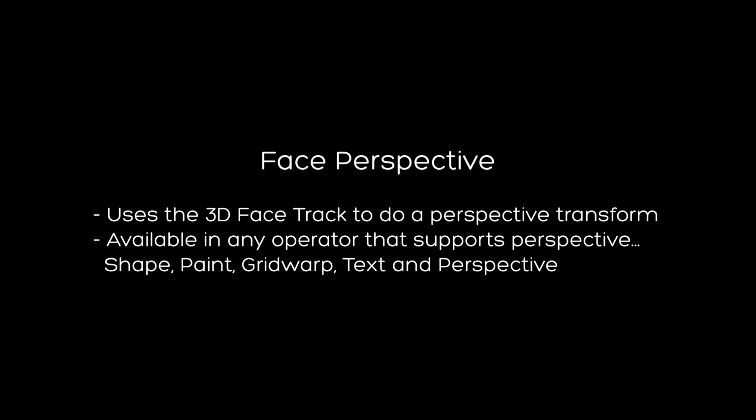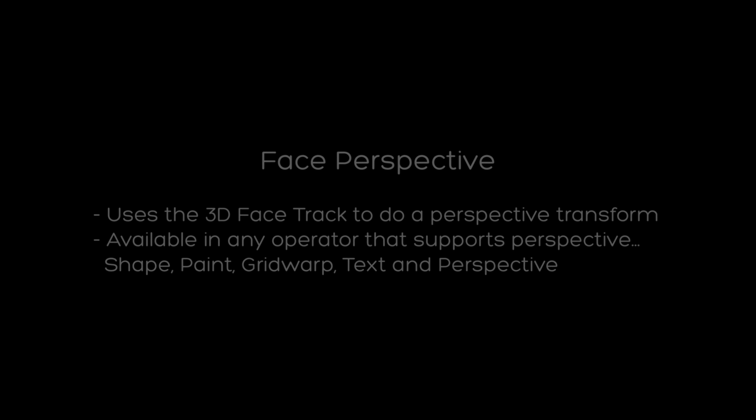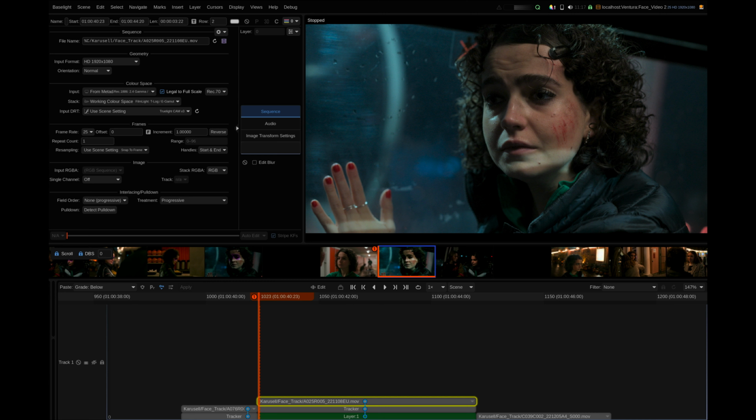Finally, we're going to have a look at face perspective tracking. It is used to do perspective transforms based on the face track, and it can be used with shapes, paint, text, grid warp, and perspective. For the final section in the video, we are going to have a look at the face perspective tracker. The face perspective tracker is used to perform perspective transforms. It uses the 3D mesh generated by the face tracker to calculate the perspective transformations, and it can be used with shapes, paint, text, grid warp, and perspective.